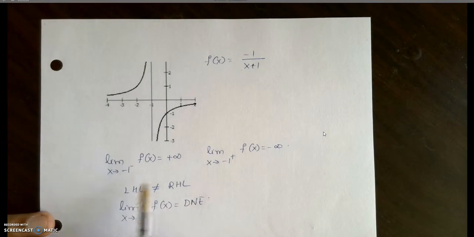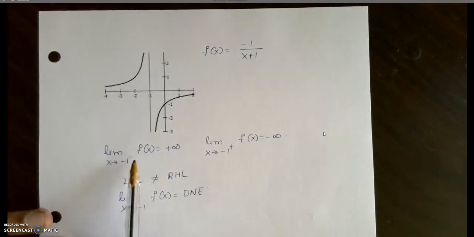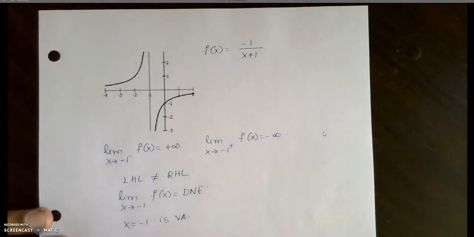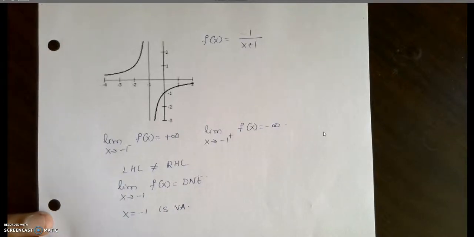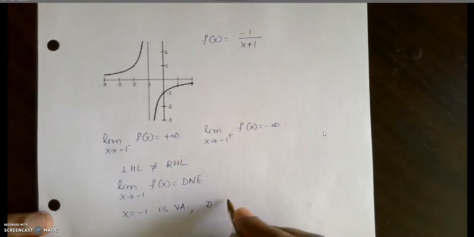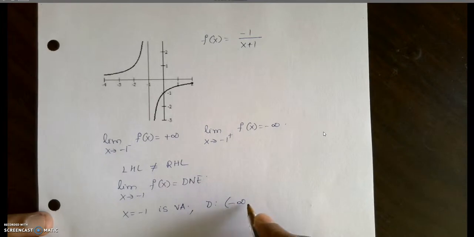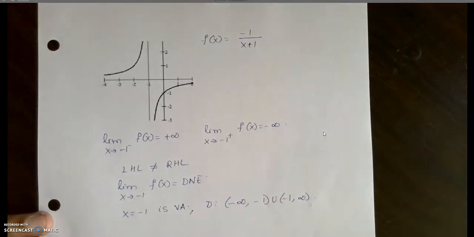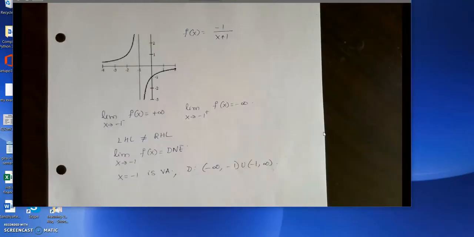However, because of the one-sided infinite limits, you can clearly see that x equals negative 1 is the vertical asymptote of this function, and the domain of the function is going to be negative infinity to negative 1 union negative 1 to positive infinity. That means negative 1 is excluded from the domain of this function.